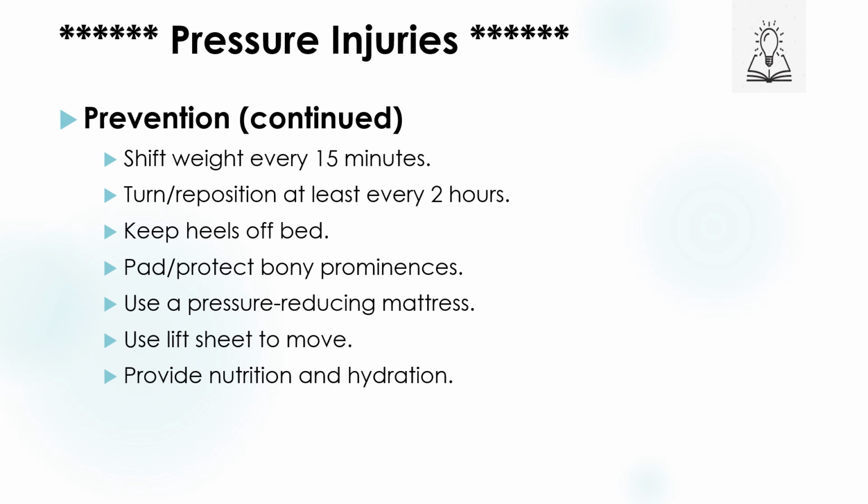Micronutrients such as vitamins A, C, and E, as well as zinc and copper, can play a significant role in skin health and wound healing. These nutrients support collagen formation, immune function, and tissue repair. So ensure that the patients have a balanced diet that includes a variety of fruits, vegetables, and whole grains to meet their micronutrient needs. And again, you want to regularly assess the nutritional status of patients, especially those at high risk for pressure injuries.